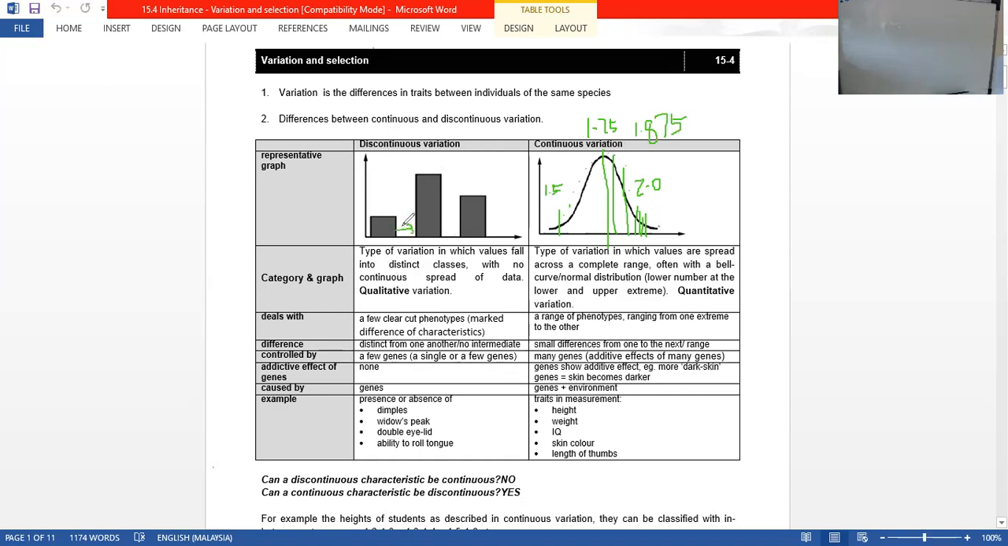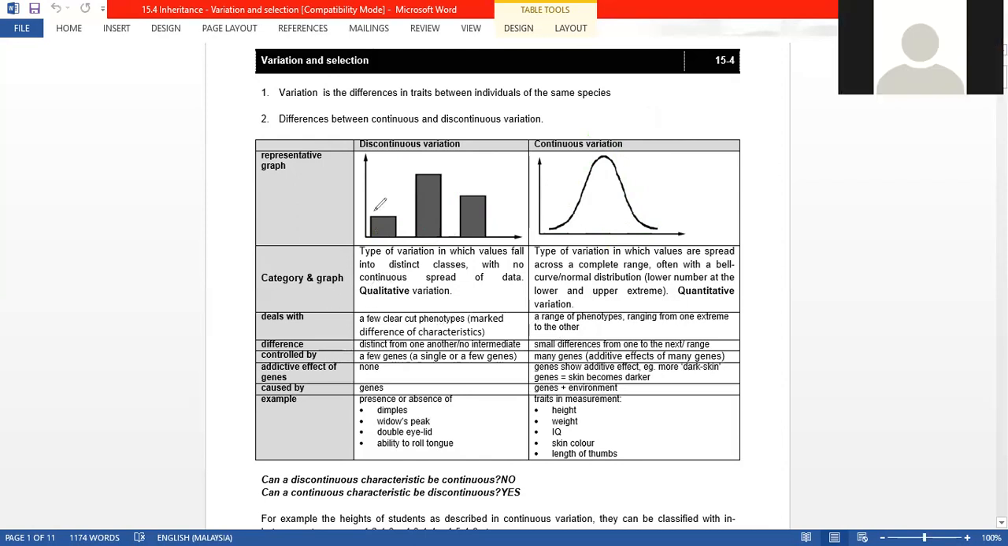For example, I have dimples, then this one has no dimples. There's nothing in between them. There's nothing in between where I say you have one dimple. No. You either have dimple or you don't have dimple. Or for cows, you either have horn or you don't have horn. There's nothing in between. For continuous variation, because they are measured in a certain number, there is always a value in between. Okay? Harpreet, do you understand? Yeah. Okay.